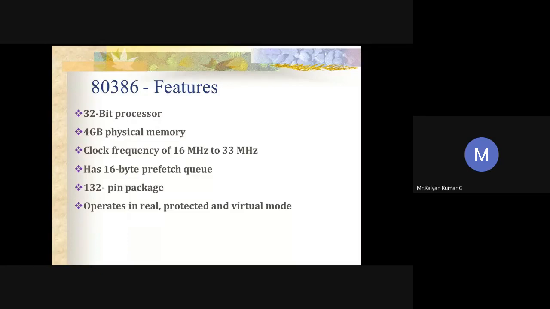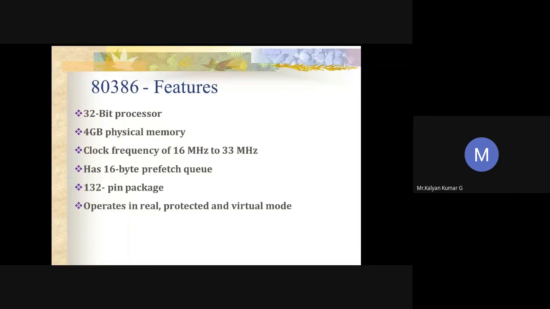Since it is an advanced processor, obviously the package will increase, so the number of pins required has increased. Here we have 132 pins, whereas in the 8086 we have only 40 pins. You can just compare that; it will be easy to understand and study. Now the modes: we have three different modes, real, protected, and virtual mode. In the 80286 we have only two modes, real mode and protected mode. Here we have one more additional mode available.